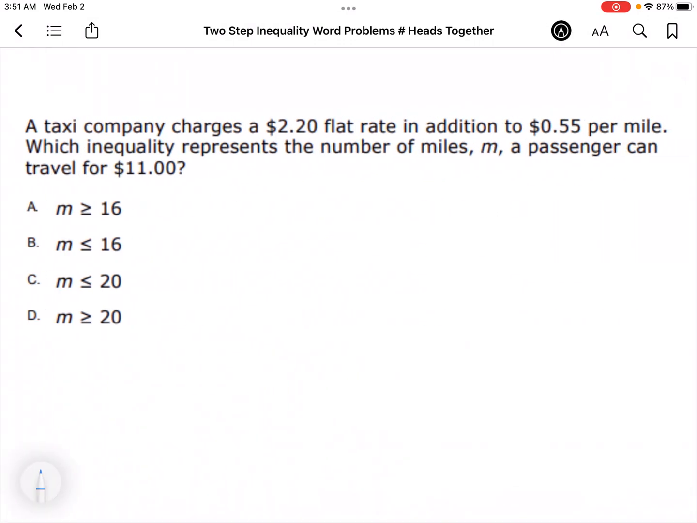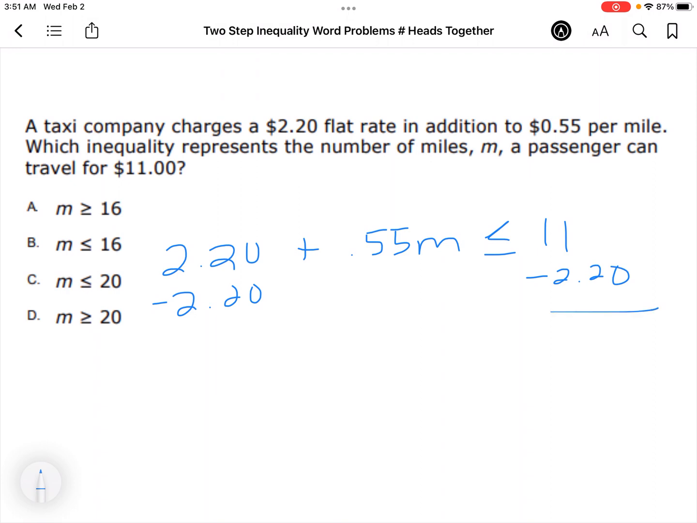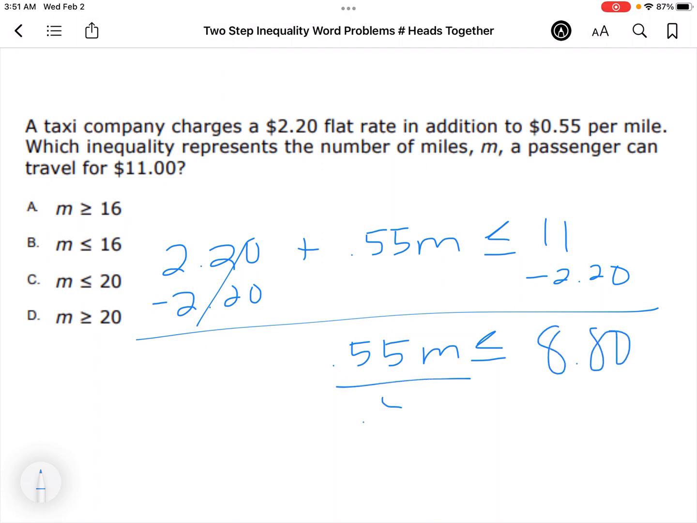All right, a taxi company charges $2.20 flat rate plus 55 cents per mile. How many miles can he go for $11? So that's less than or equal to 11. So 11 minus 2.20 is $8.80 divided by 55 cents. We get 16.